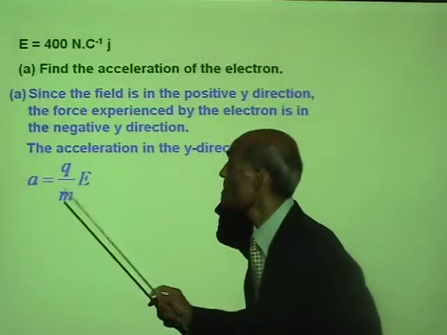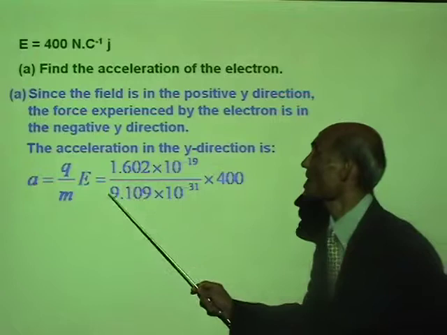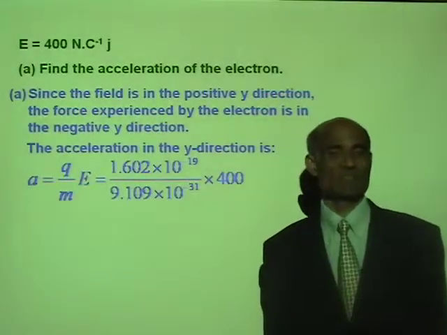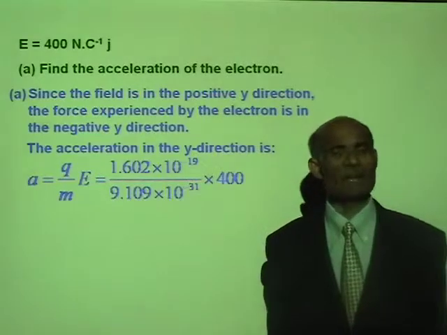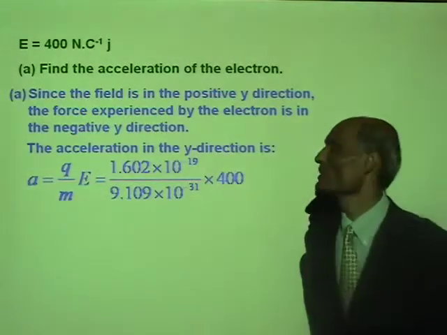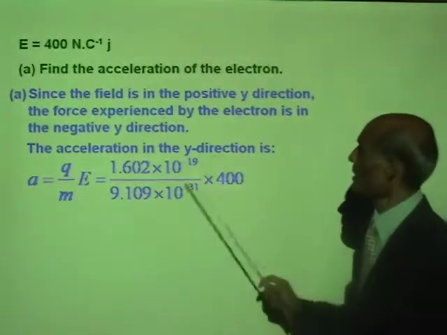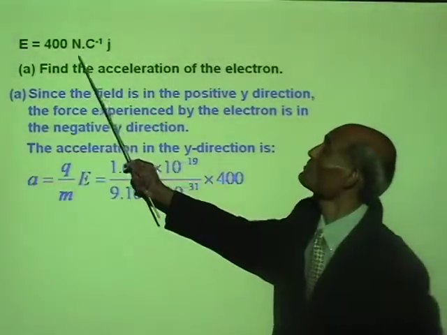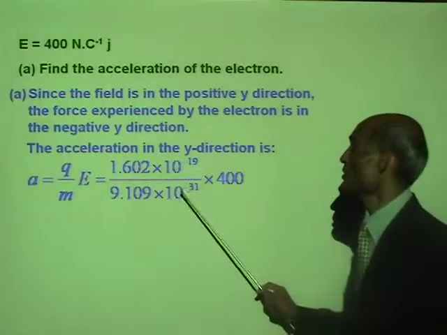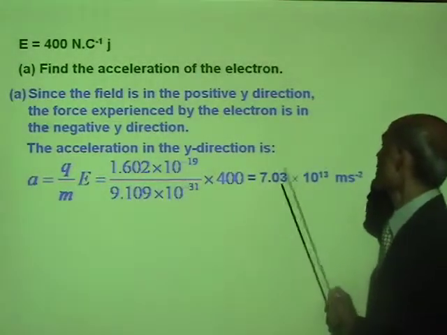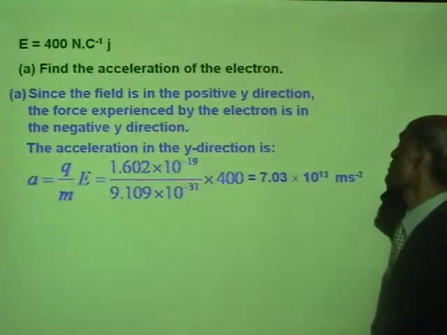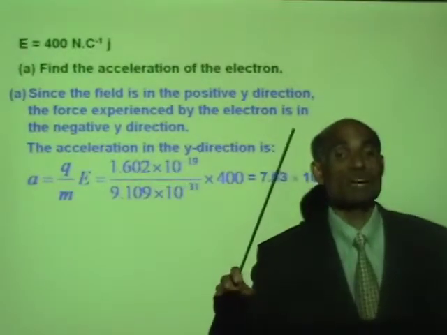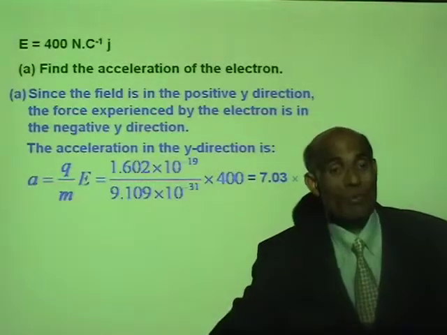And m is the mass of an electron. A standard quantity. It's nice to know that, but in problems like this, it will be given to you. Alright, and E equal to 400 Newton per Coulomb. So that will be 7.03 times 10 to the 13 meter per second squared. Which direction? In the negative y direction.